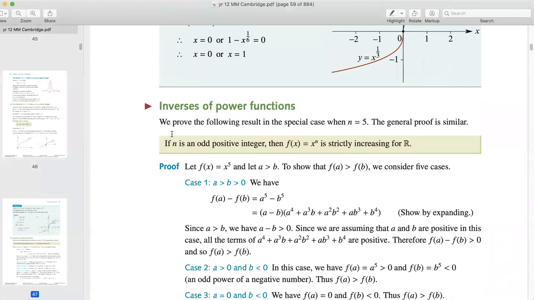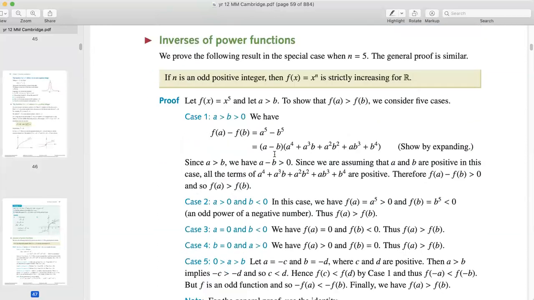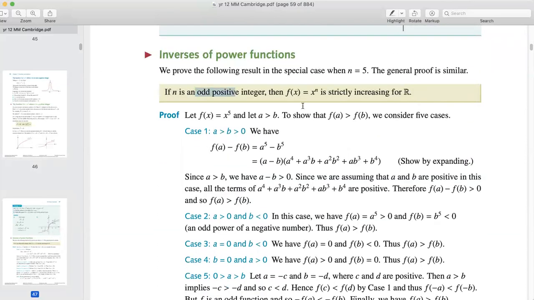Okay, now this part is the inverse of the power function, so hopefully you guys still remember what an odd function or an even function is, because sometimes we need to use this. But for now, in here, you only need to remember this one. Okay, if n is an odd positive integer, then f(x) equals x to the power of n is strictly increasing.